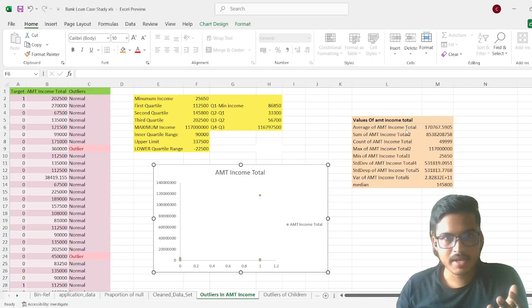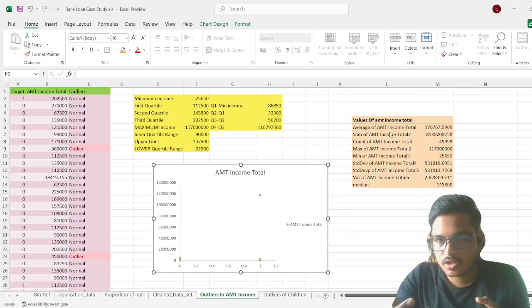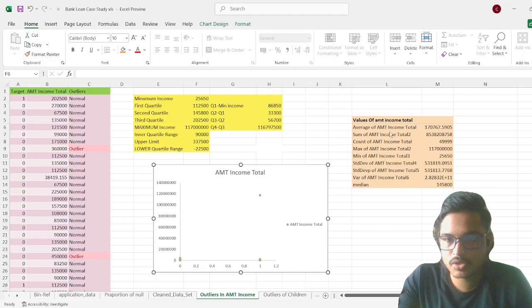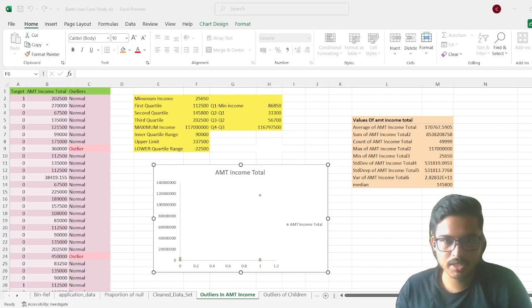We have made some analysis with this data. The average of the income total we found is almost 1,70,000, and the count of the income total is almost 50,000. The maximum income total I have already explained is 11 crore and 70 lakhs. The minimum is 25,650. The standard deviation is 53,000. The variance is found to be 2.81 and the median is 1,45,000.